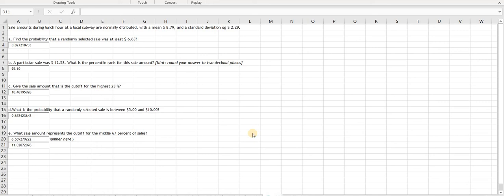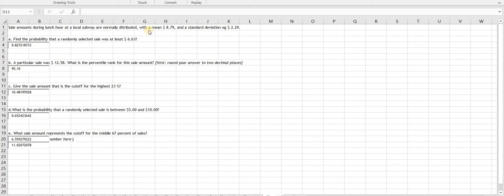Hello students, I'm going to answer this question for the normal distribution. Sale amounts during lunch hour at a local Subway are normally distributed with a mean of $8.79 and a standard deviation of $2.29. Find the probability that a randomly selected sale was at least $6.63.